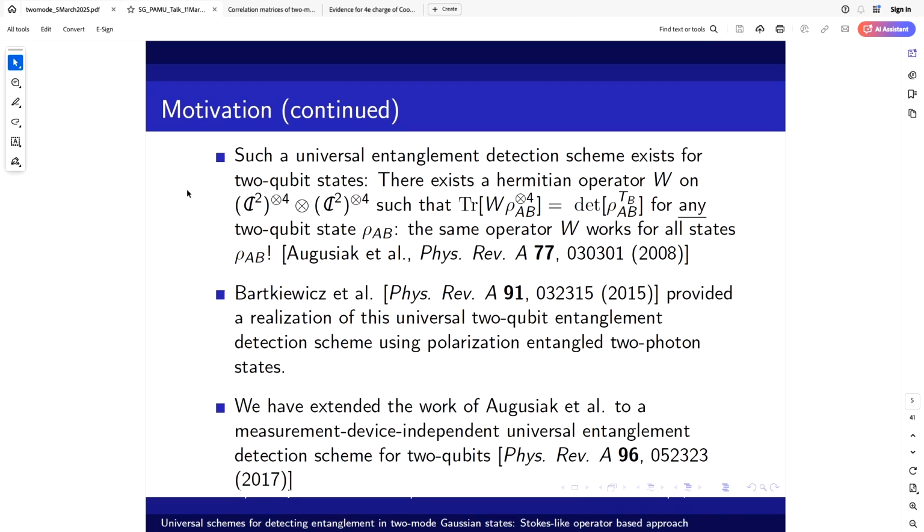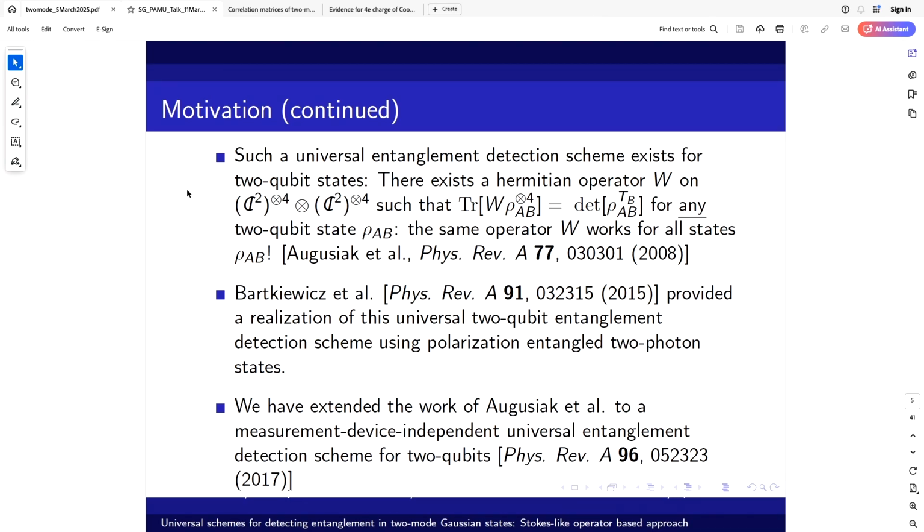Now, we might ask why you are bothered about this universal detection of entanglement in 2 mode Gaussian states. What is so big a deal about it? So, this fact is known. If I give you a 2 qubit state rho AB, and somebody supplies you 4 copies of this state, so rho AB tensor 4, and this can be any 2 qubit state. I do not know what that state is, the only thing I know is it is a 2 qubit state.